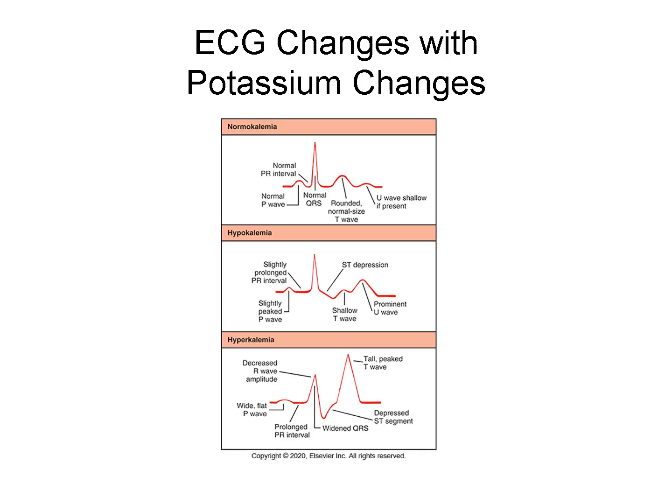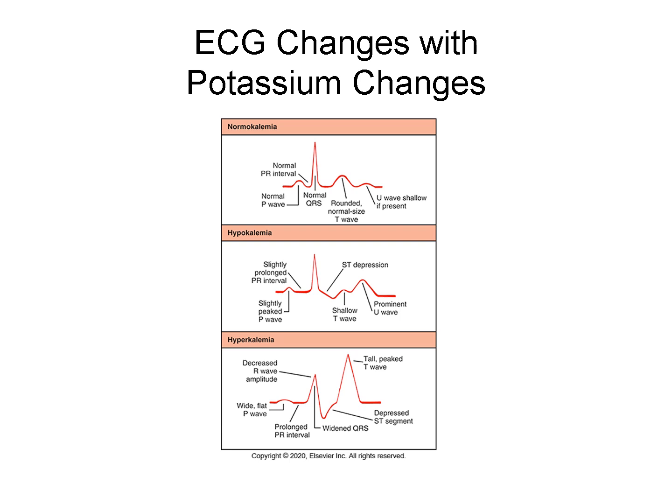Potassium imbalances significantly affect cardiac electrical activity, and these changes are reflected in the electrocardiogram, or ECG. In normokalemia, or normal potassium levels, the ECG shows a standard PR interval, a normal QRS complex, and a rounded, appropriately sized T wave. With hypokalemia, you may see a slightly prolonged PR interval, a slightly peaked P wave, shallow T waves, ST segment depression, and the appearance of a prominent U wave.